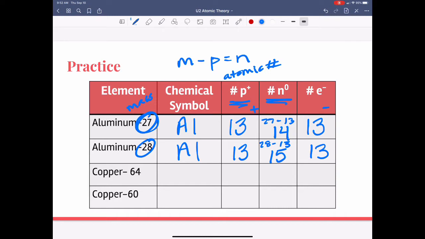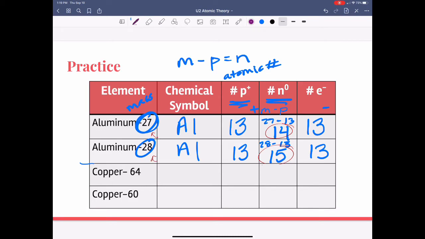So notice here are 2 examples of isotopes. Same exact element, both aluminum. Everything is the same except my number of neutrons. Neutrons changed, and therefore that changed my mass. And so that mass number lets me know what specific atom of aluminum I'm dealing with. All right, so looking at another example here, we're looking at copper.